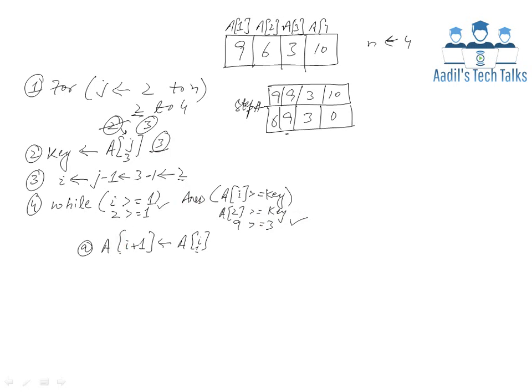The first step of the while loop is a[i+1] gets a[i]. i is 2, 2 plus 1 means a[3] gets a[i], as i is 2, so a[3] gets a[2]. The value on location 2 is moved to location 3, which is 9. 6, 9, 9 and 0.